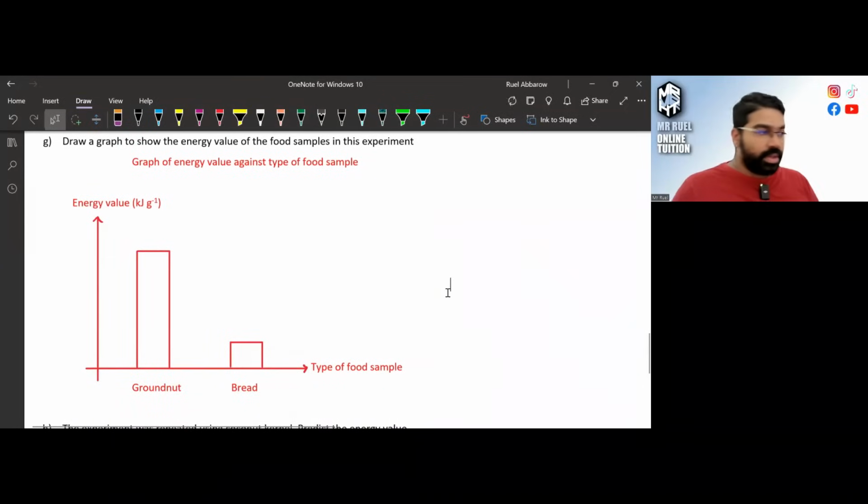This will be on graph paper, so you have to mark your own value. You will have a scale here. Do your scale properly. Don't just mark this. Draw the whole scale on the y-axis. The x-axis is just groundnut and bread. That's all. Finish. So this is how your graph will look if they ask for a graph.